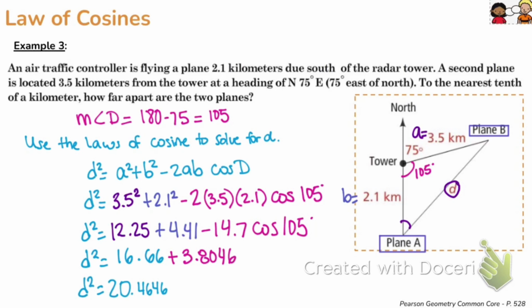Now that's D squared. To solve for D, we have to take the square root, right? And I get D is approximately 4.52379. So that means the planes are 4.5 kilometers apart.